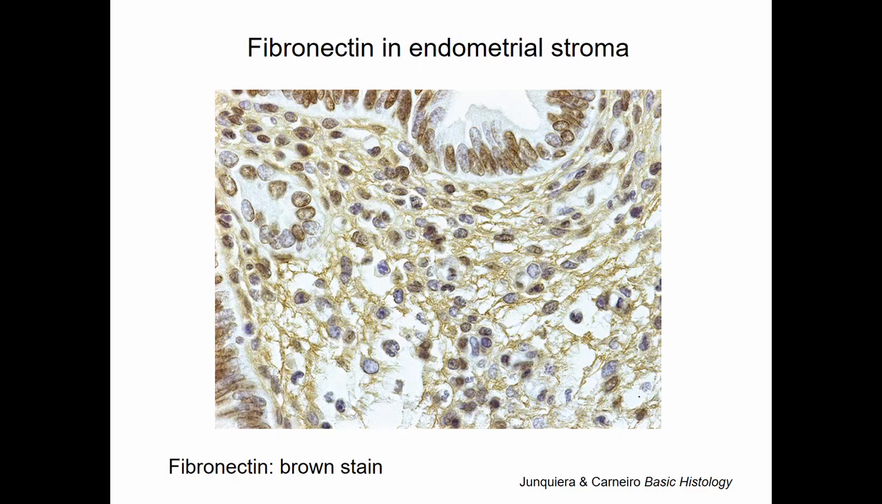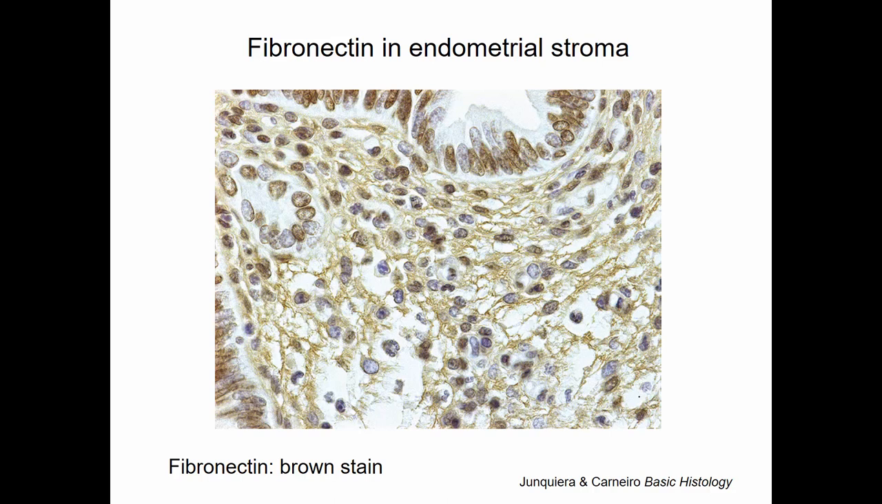So in the endometrium of the uterus, the periodic changes and the sloughing off of the tissue monthly is mediated by a lot of fibronectin matrix. So here, the brown stain is an immune stain for fibronectin, and it's very abundant in the connective tissue of the stroma. Stroma is a term that's used for connective tissue.